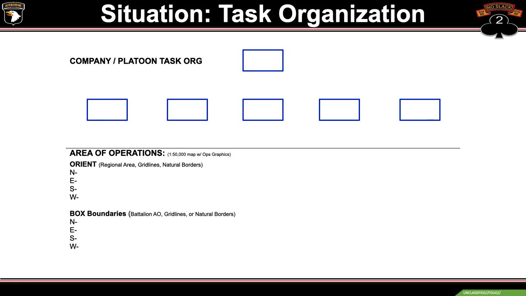So then we would go into the area of operation, kind of going into orienting just where north, south, east, and west is, and then any natural borders that might be around us, boxing in everything for what our area of operation is. Again, all this is going off of the map, any natural borders, rivers, stuff like that.